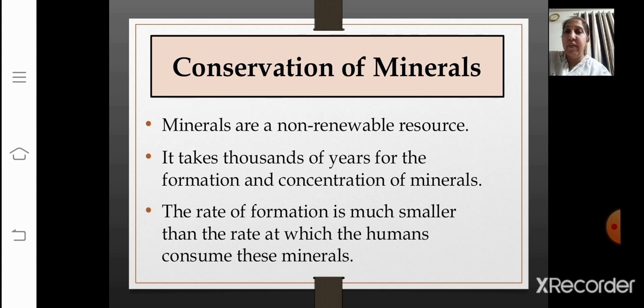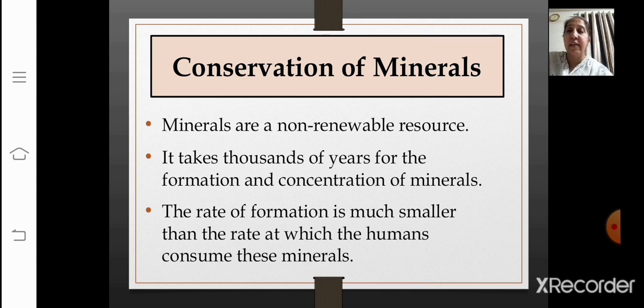Then the next topic we are going to start is the conservation of resources, right? We know very well that minerals are non-renewable resources. It takes thousands of years for the formation and the concentration of minerals. The rate of formation is much smaller than the rate at which humans consume these minerals. Definitely the rate of consumption is much more than the rate of formation.